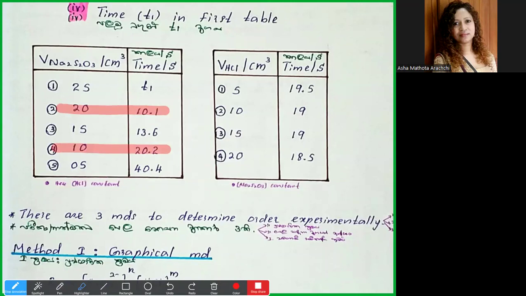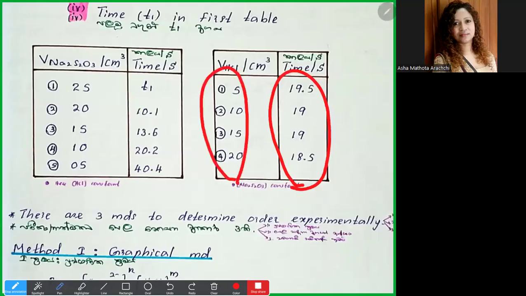First, this is 1 over T. Understood? So 20 means slower, 10 means faster, 20 faster, 10 slower. So why increasing? Just twofold. What is the order here? 0. Why? Even when the concentration is changing, the time is not changing. Understood? So that is the simplest way.